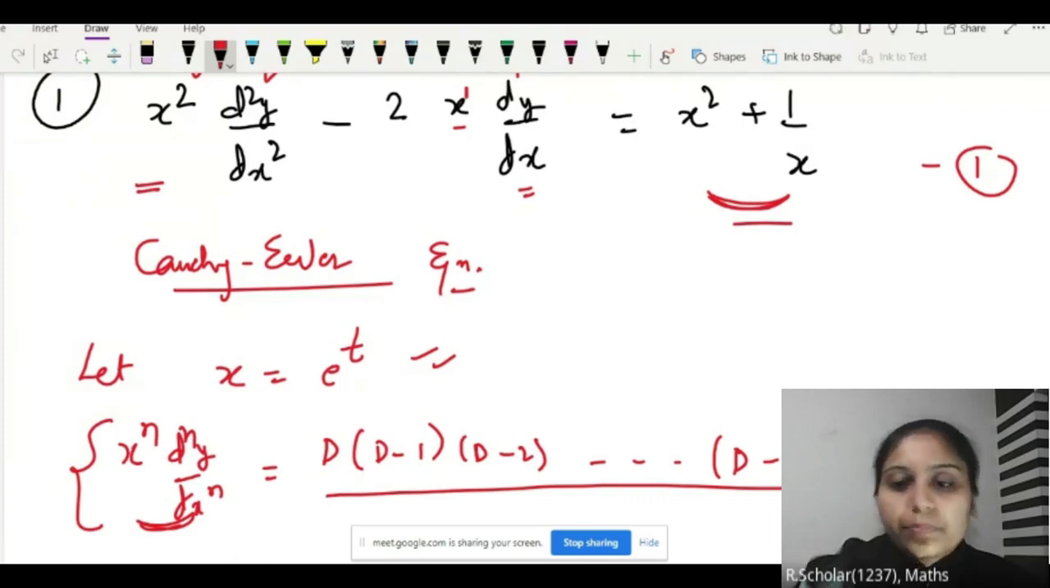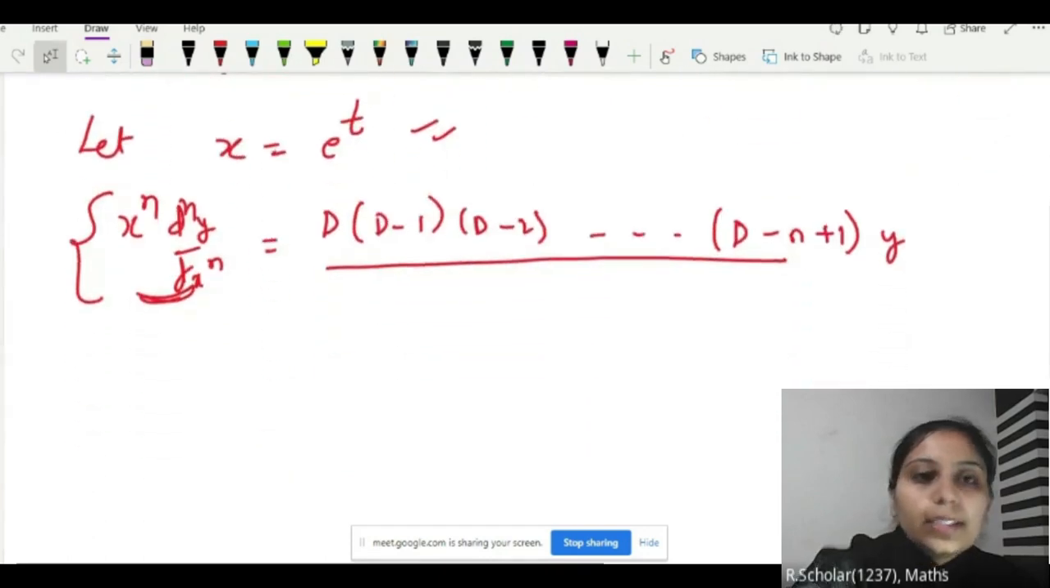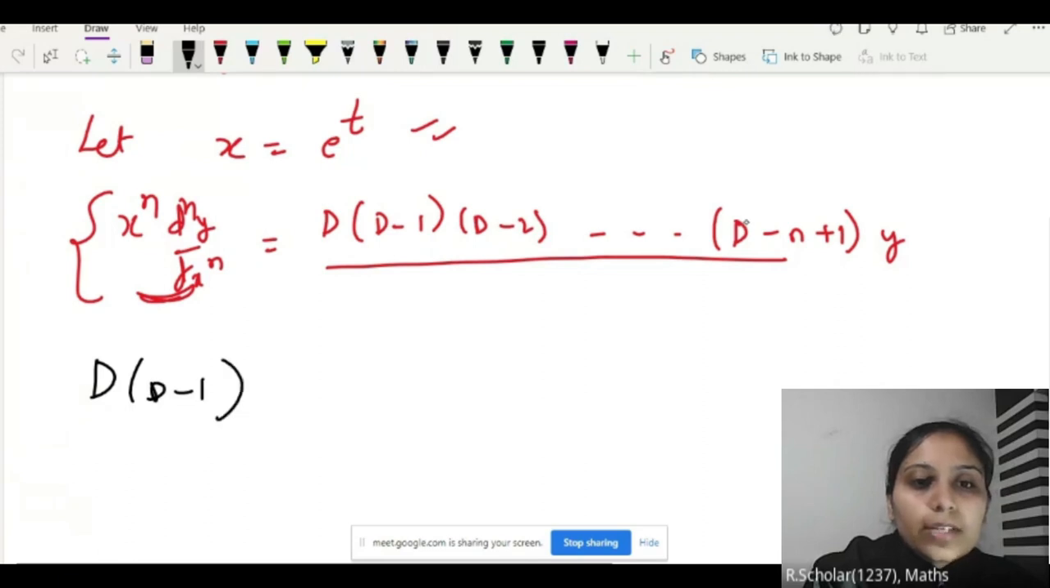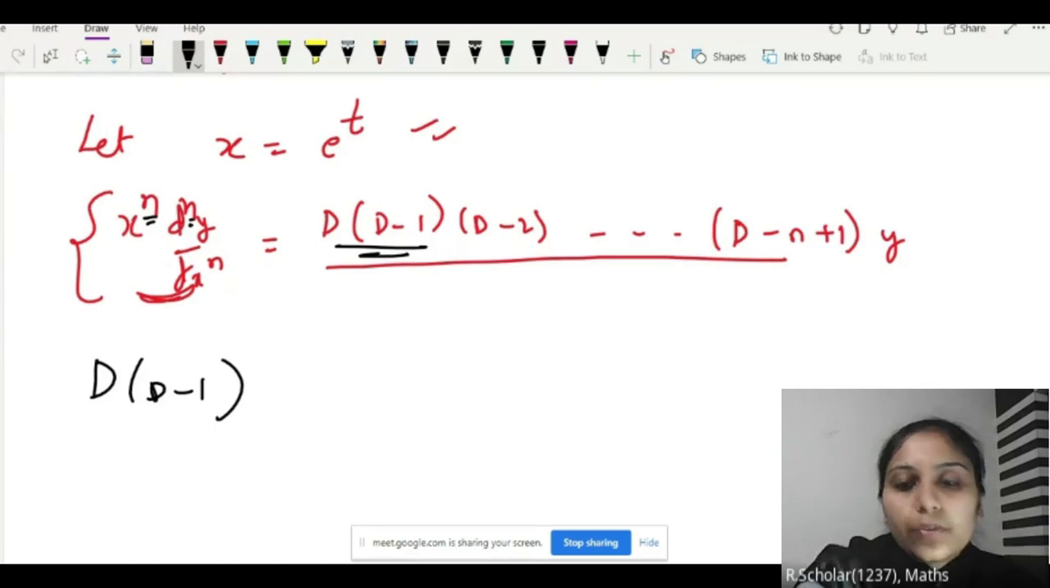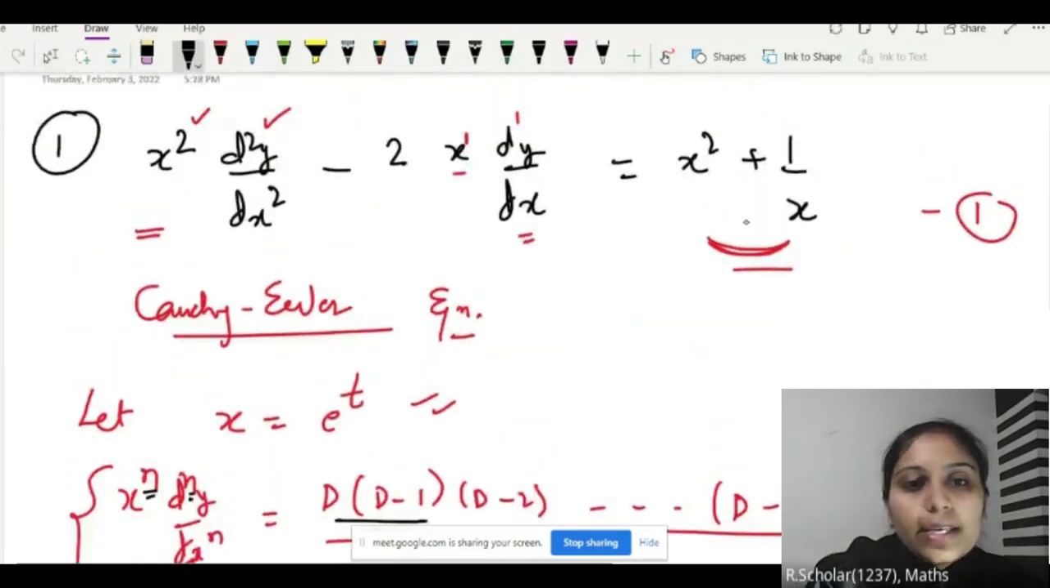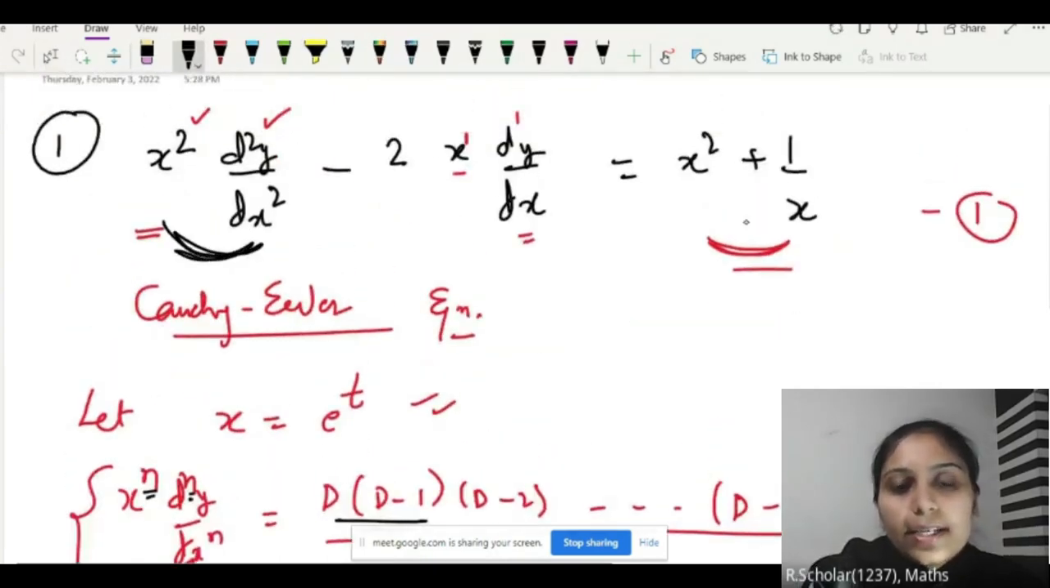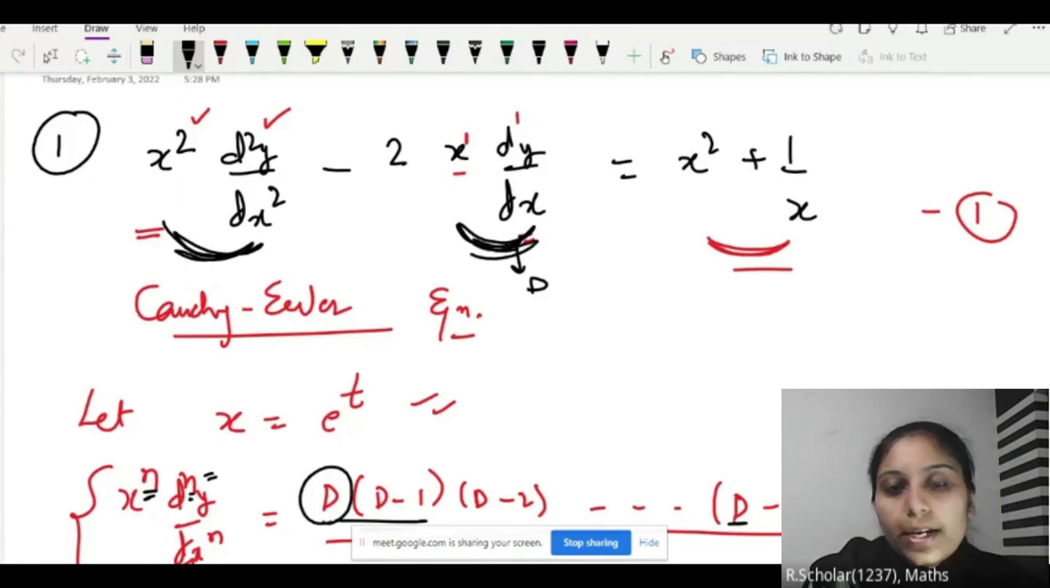So let's start. Here x^2 d^2y/dx^2 can be written as D(D minus 1), as for part 2 we will stop up to D minus 1. And this part x dy/dx will become only D. When n is equal to 1, we will stop at D only. So here we will get D.